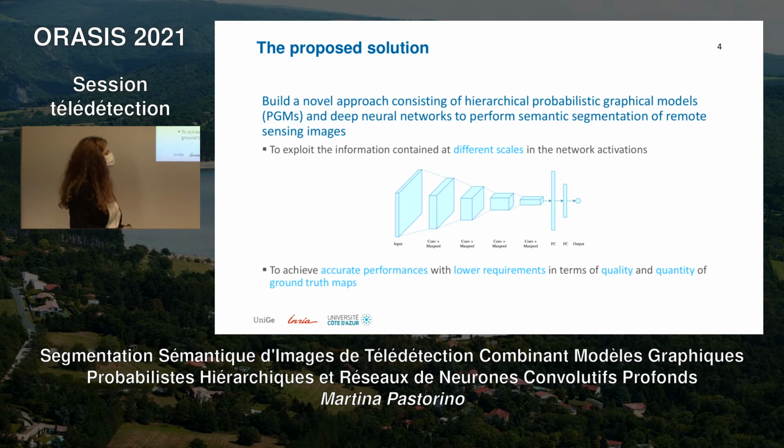The proposed solution is to build a novel approach consisting of a combination of a hierarchical probabilistic graphical model and deep convolutional neural networks in order to perform the semantic segmentation of remote sensing images. The idea is to exploit the several processing operations of a convolutional neural network that deals with multiscale information, such as pooling and convolutional layers, which naturally fit the multiscale graph topology on which hierarchical probabilistic graphical models can be built efficiently and effectively. The idea is to exploit this multiscale information contained at different scales in order to obtain accurate results while lowering the requirements in terms of quantity and quality of ground truth maps.